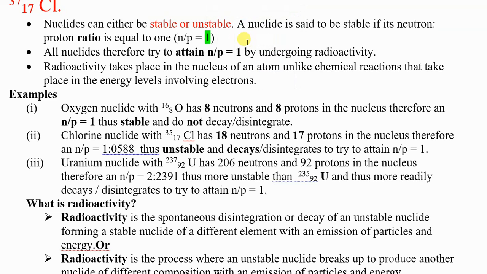Very important to note. From there, you can be asked to state the factors that make a nuclide stable. So we talk about that. It will try to attain the stability of 1 by undergoing radioactivity. Radioactivity takes place in the nucleus of an atom, unlike chemical reactions that take place in the energy levels involving electrons.